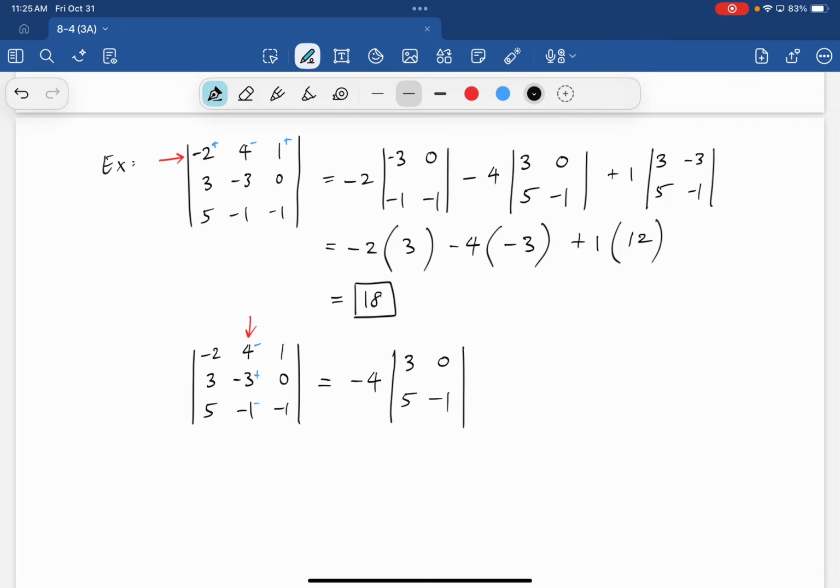I keep going. Now, minus 3 comes with the plus sign here, so I know the sign must stay the same. So it's minus 3 times the determinant of negative 2, 1, 5, minus 1. Then finally, negative 1 comes with a minus sign, so it has to flip sign. So I'm left with plus 1 times the determinant of negative 2, 1, 5, minus 1. Got it? It's 3 and 0. Negative 2, 1, 3 and 0. Oh, that's right.